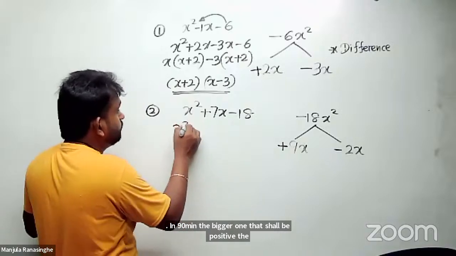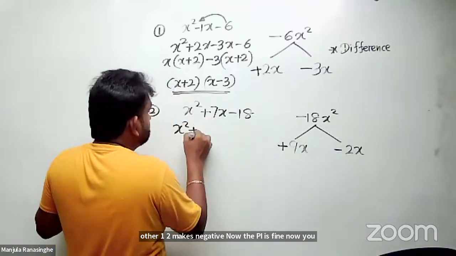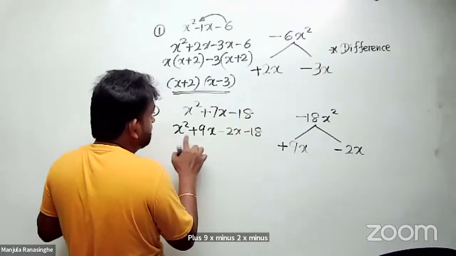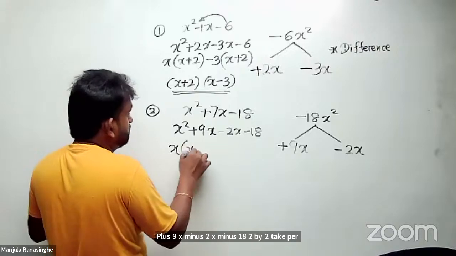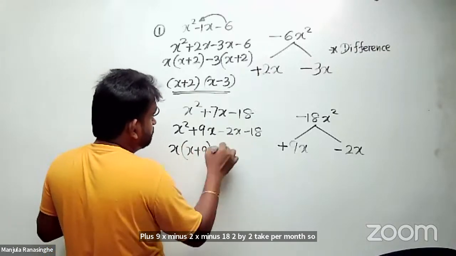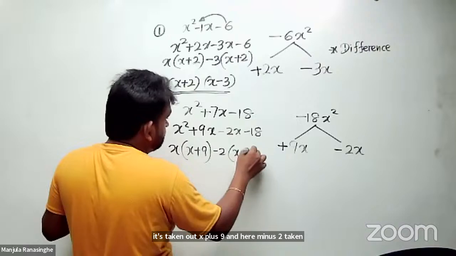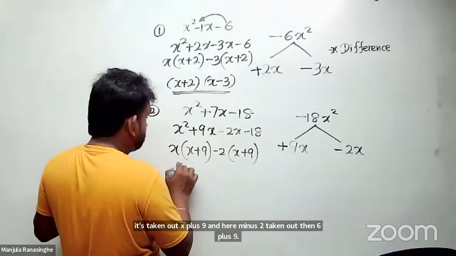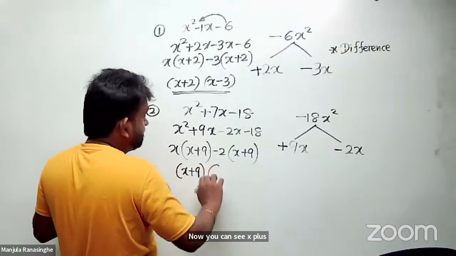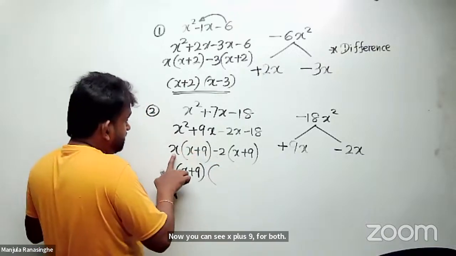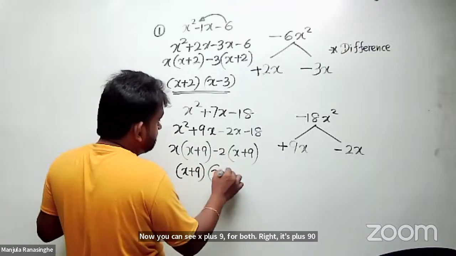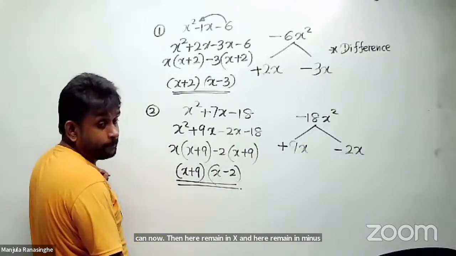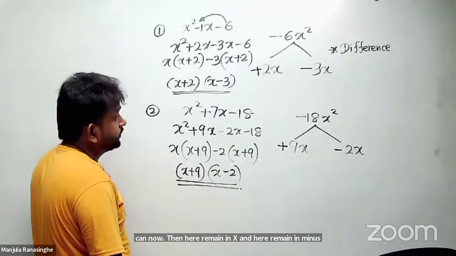Now you substitute for 7x this pair. Plus 9x minus 2x minus 18. 2 by 2 take common. So x taken out, x plus 9. And here minus 2 taken out, then x plus 9. Now you can see x plus 9 common for both. Right? X plus 9 taken out. Then here remaining x and here remaining minus 2.